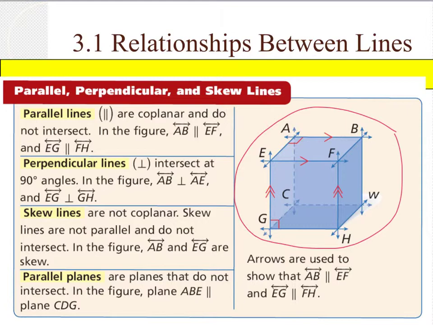Okay, so parallel lines are coplanar. What does it mean to be coplanar? That's right, it means the same plane. But parallel lines, they are coplanar, but they do not intersect. So in this figure, you will notice there are several different lines that would be considered to be parallel. AB would be parallel to EF, and EG would be parallel to FH.